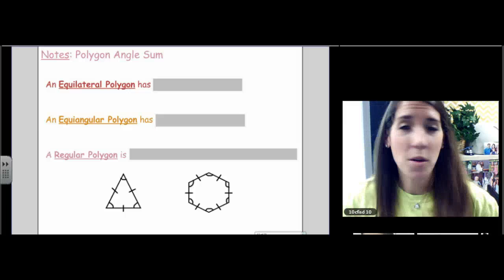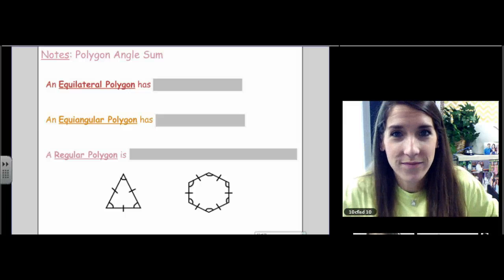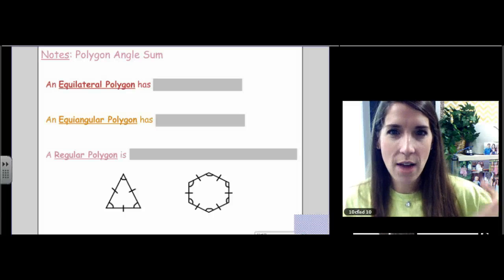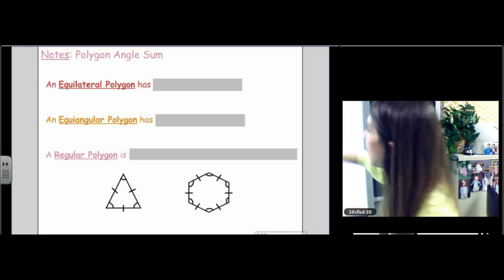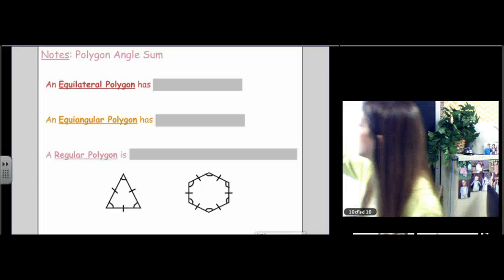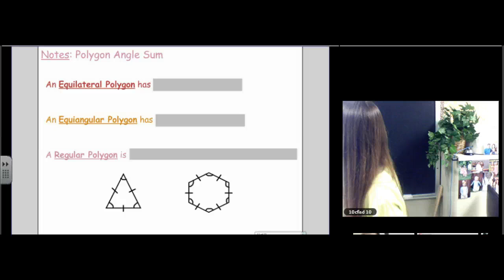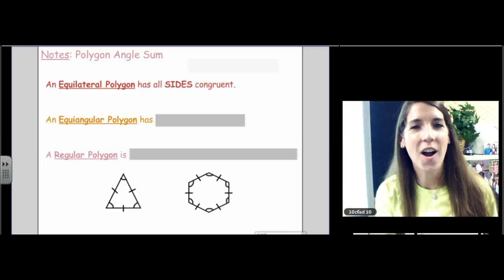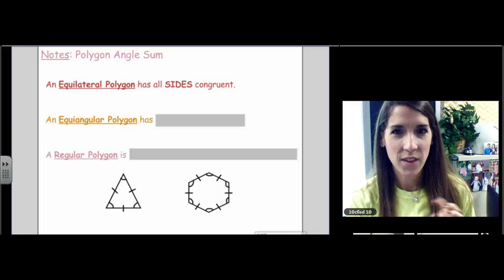An equilateral polygon, what do you think? It's kind of obvious. Equilateral, equa means equal, and lateral means of a side. So an equilateral polygon is going to be a polygon with all sides congruent.